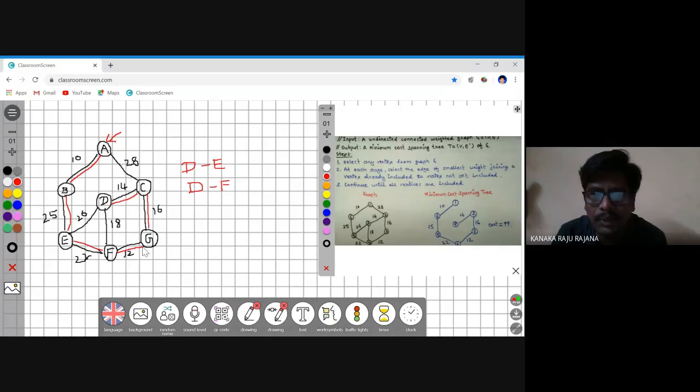Therefore, in Prim's algorithm, we need to conclude the minimum cost provided it is a tree. So to make your concerned undirected connected weighted graph a tree, see that there should not be a cycle. After fulfilling that, now we need to find the total cost of it. So what is the total cost from A to B? It is 10.